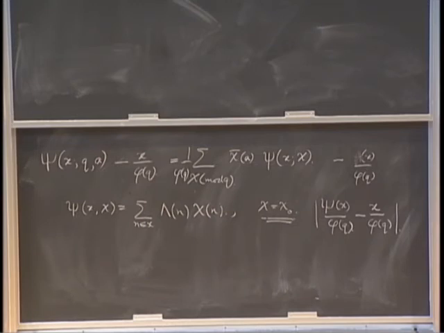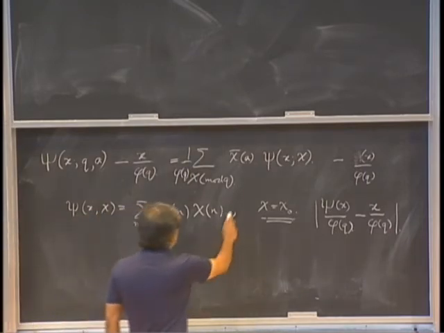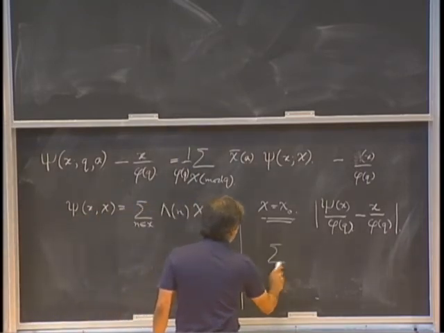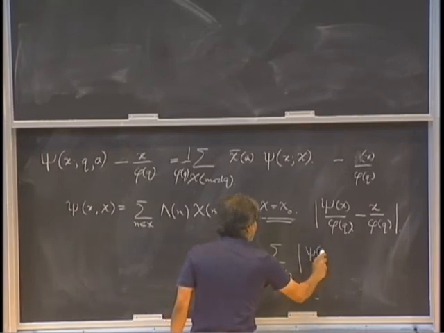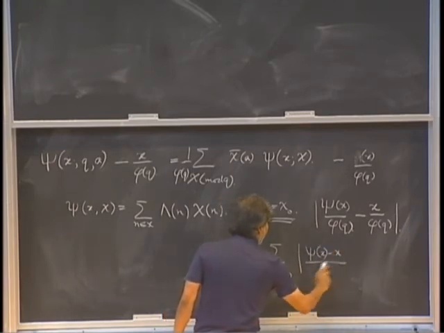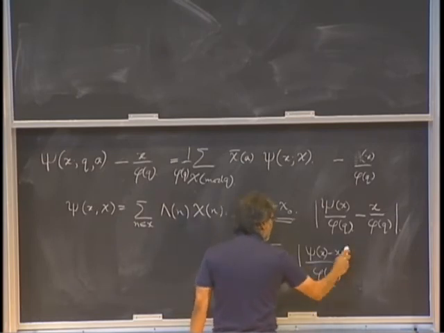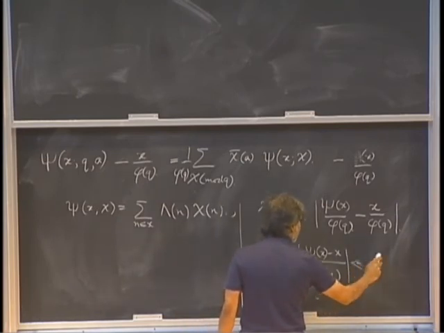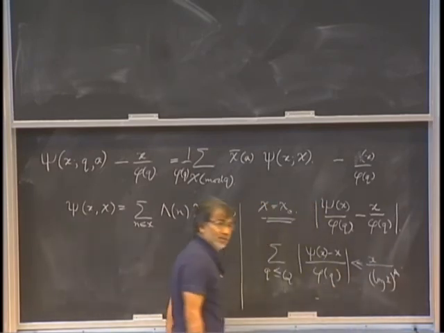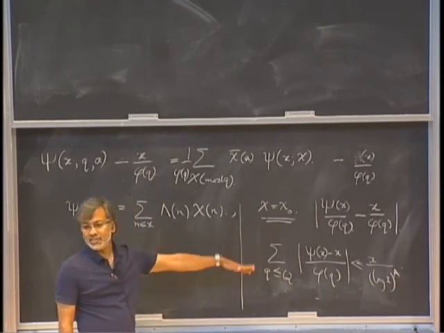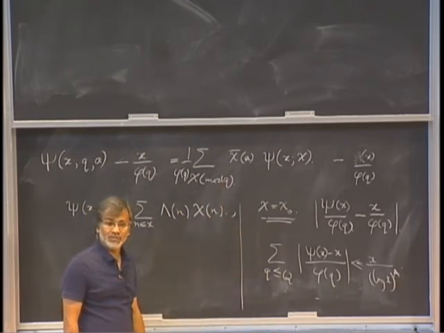Okay? So let's note here as an aside that this sum over q up to Q of psi(x) minus x, divided by phi of q, this is certainly very small. This is bounded by x over log x to any power A that I like. Okay? Here you have x over e to the c root log x for some suitable value c.